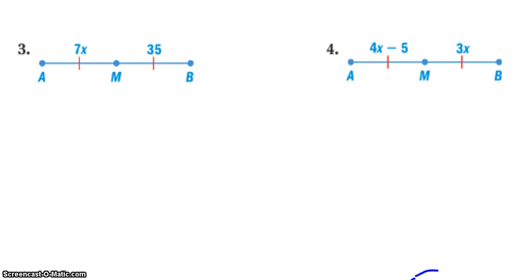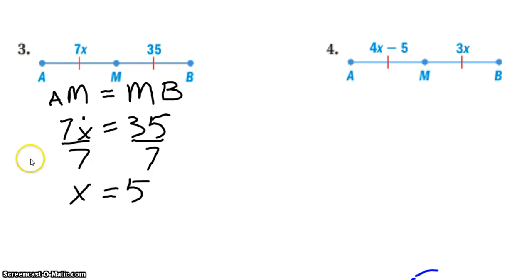I'm going to ask for a volunteer to come in and show us this. Who has not been up here during math? Okay, she did an awesome job. She says AM equals MB. So then she plugs in AM is 7x. MB is 35. To get x isolated, she divided both sides by 7. And x equals 5.